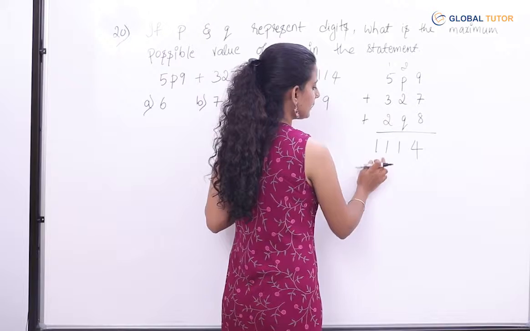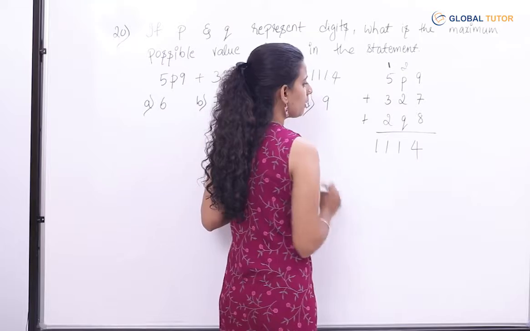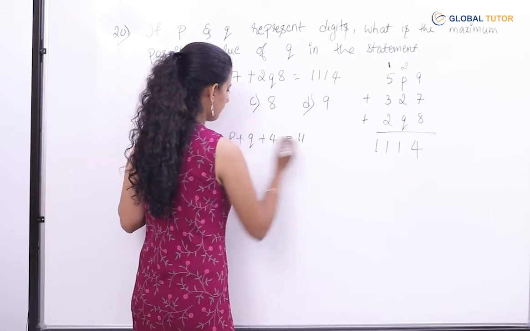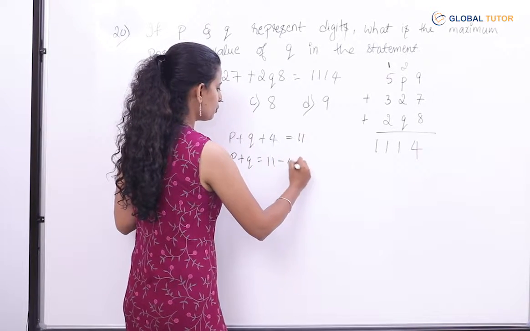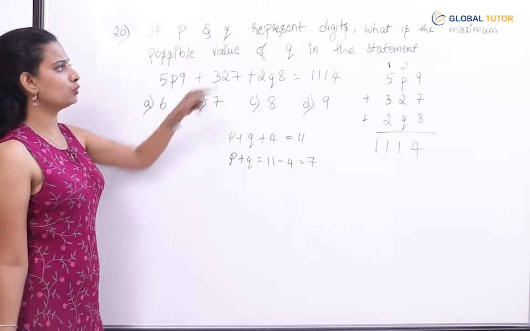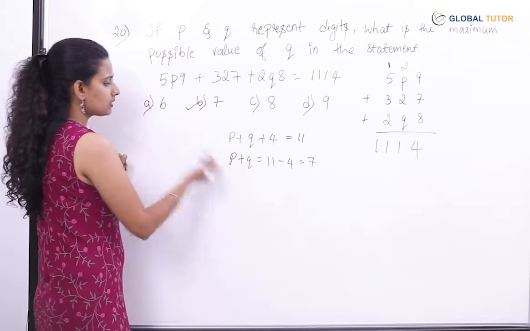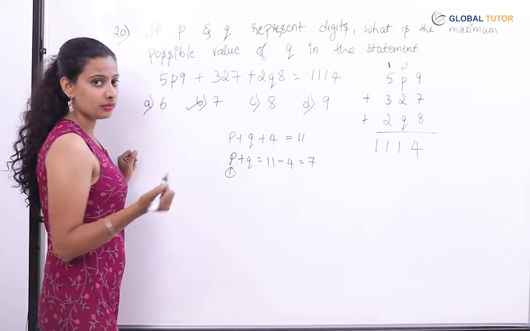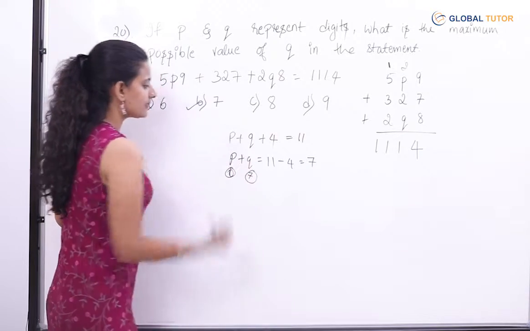However, we've written 11 here, which means we've had one carry forward from previous one, which means P plus Q plus 4 is equal to 11. So P plus Q is equal to 11 minus 4, which is 7. So the maximum possible value of Q in the statement is 7. It could be 6 and P value could be 1 also, but then they've asked us the maximum possible value. So here P value will be 0 and Q value will be 7.